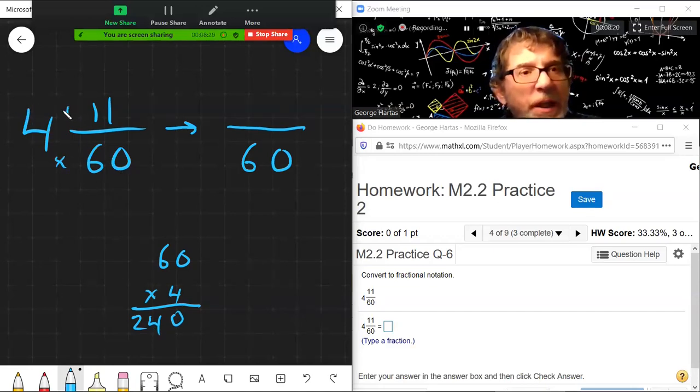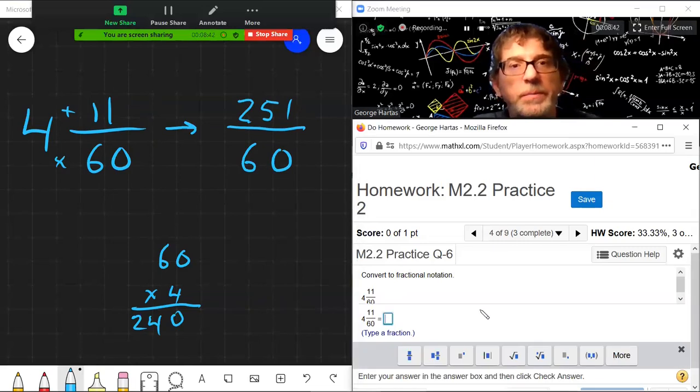240 plus 11, I can do this in my head, is 251, right? 240 plus 11 is 251. Now, if you cannot do that in your head, that's fine. Add it on the side. All right, so 251 over 60.